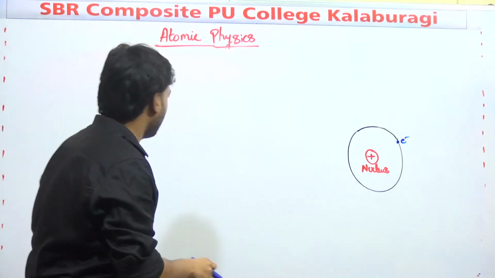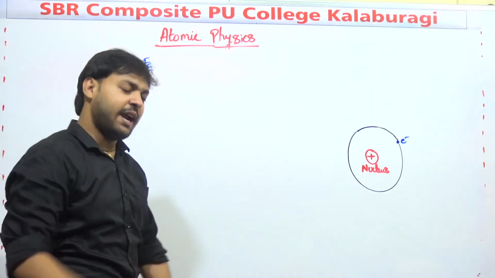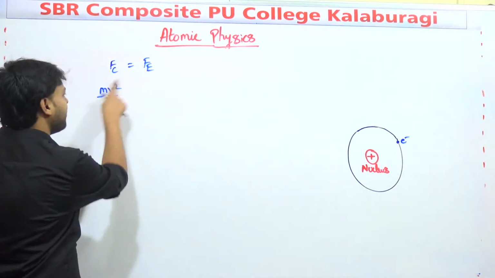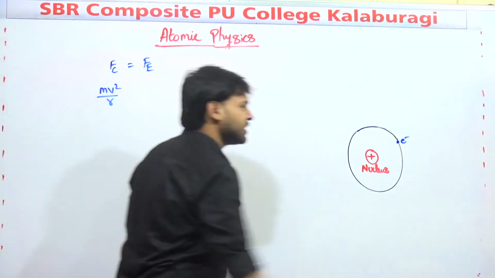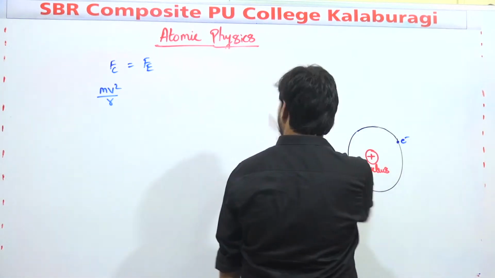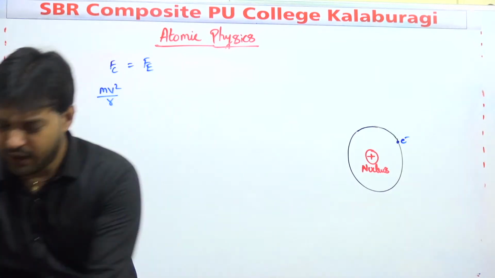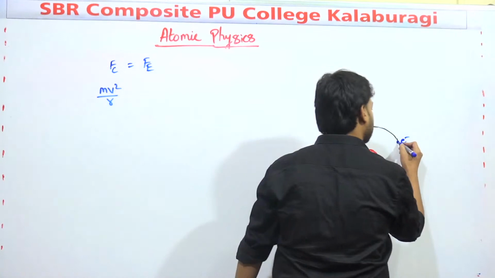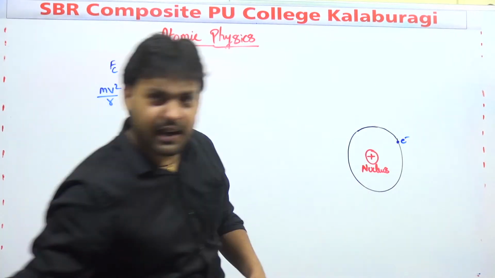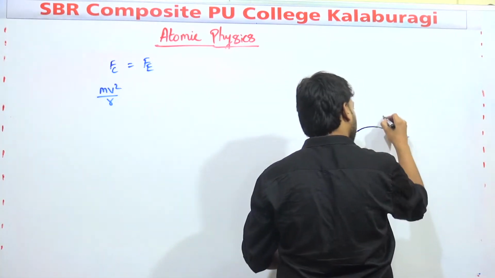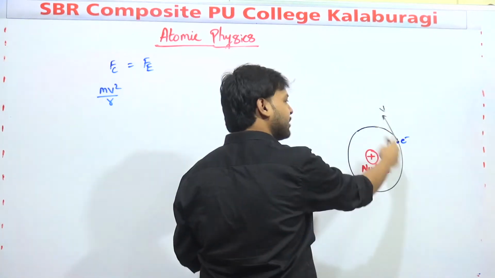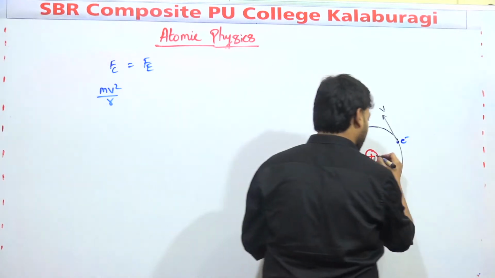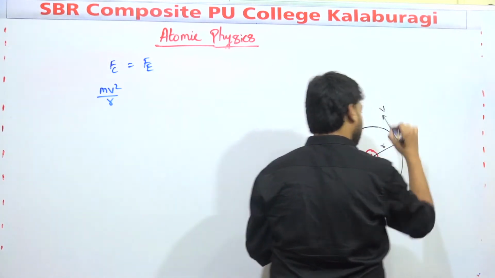From here we will go into Rutherford's atomic model and its disadvantages. Then we will start Bohr's model. Okay? So mv square by r is the centripetal force of the electron which is revolving. What is m? Can you understand the terms? M is the mass of the electron and v is the velocity of the electron. Can I draw the tangent? If you draw the tangent, that will give you the velocity of the electron. And this is the radius if you want. So what is r? R is the radius.